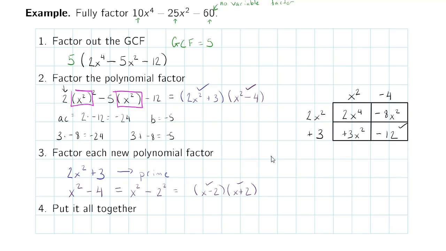Now I just need to put it all together. I have my GCF of 5 times 2x squared plus 3 times x minus 2 times x plus 2. And now that's my trinomial, which is higher degree than quadratic, but I could pretend. That's my trinomial, fully factored.